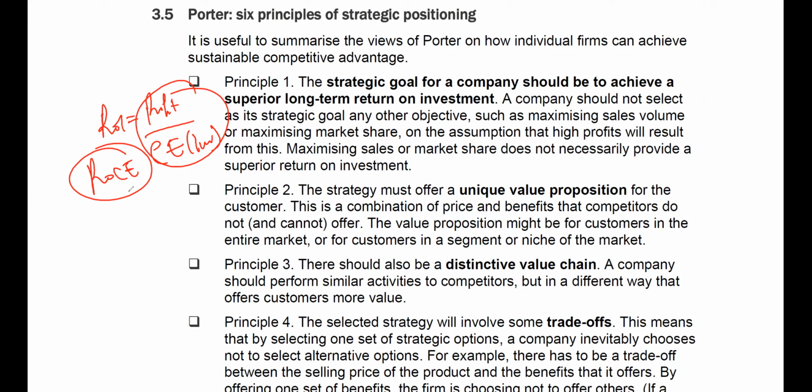And this is a combination of price and benefits that competitors do not and cannot offer. Are we okay? So the value proposition might be for customers in the entire market or for customers in a segment or niche of the market.